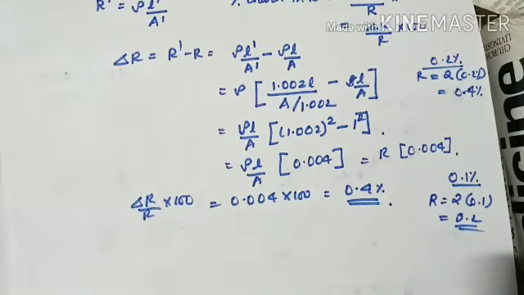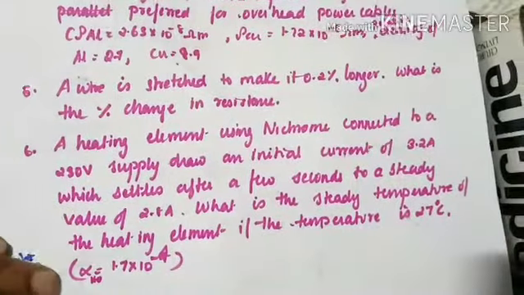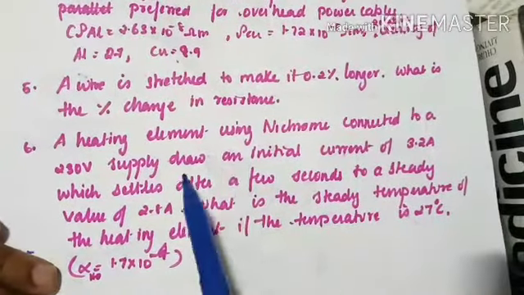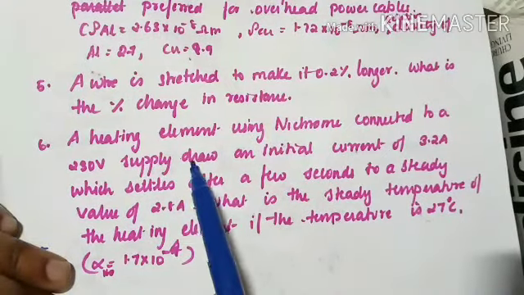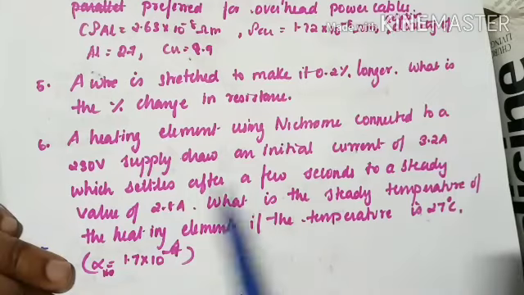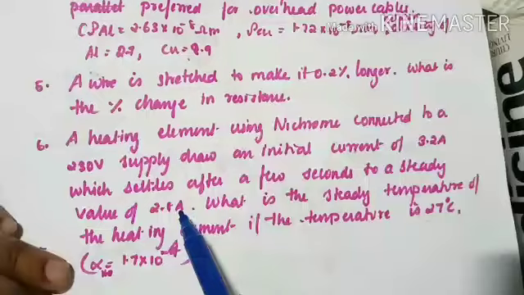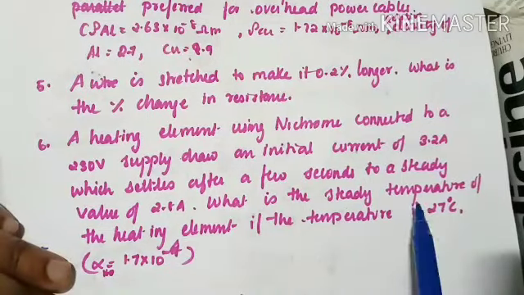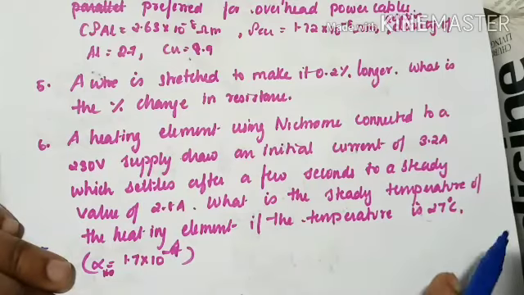The last numerical problem of this session. That is the last one. What's the question? A heating element using nichrome connected to a 230 volt supply drew an initial current of 3.2 ampere, which settles after a few seconds to a steady value of 2.8 ampere. What is the steady temperature of the heating element if the room temperature is 27 degrees Celsius?